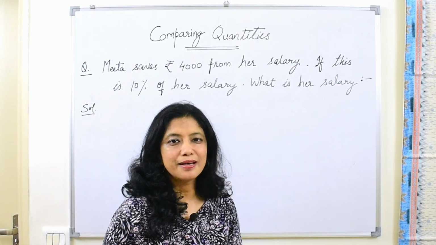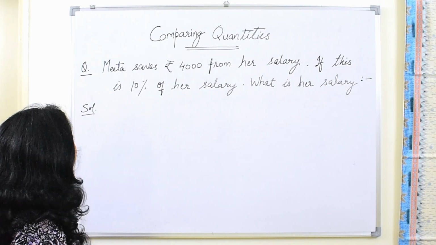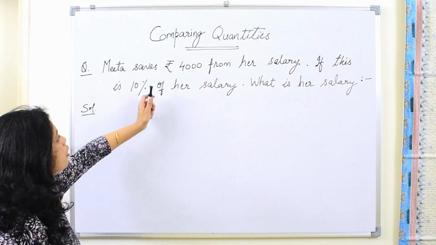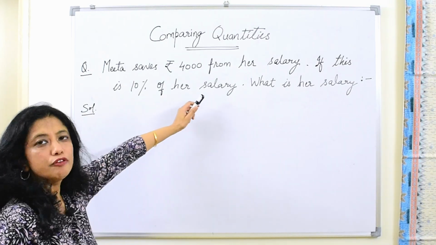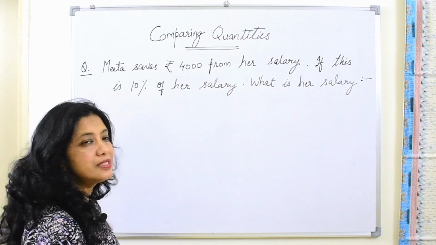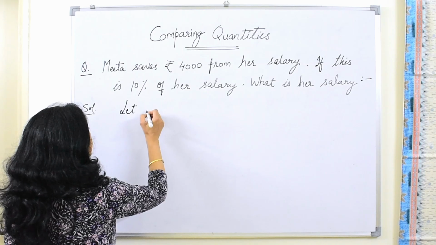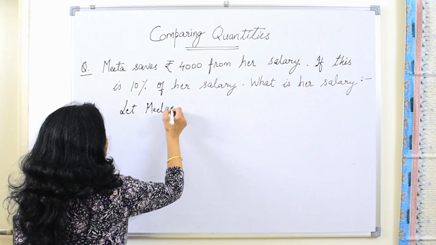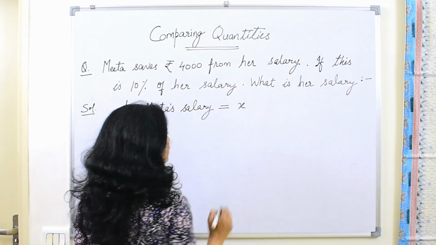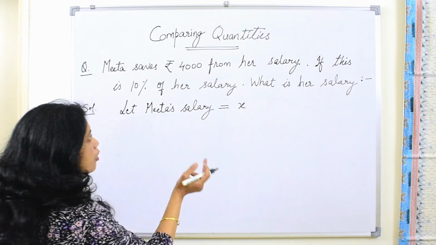Now, we will solve another sum. Meeta saves rupees 4,000 from her salary. If this is 10% of her salary, what is her salary? Now, here we are given that rupees 4,000 is 10% of her salary that she saves. We have to find the total salary. Now let us suppose that the total salary is X. Let Meeta's salary be equal to X. Now we will solve it further.